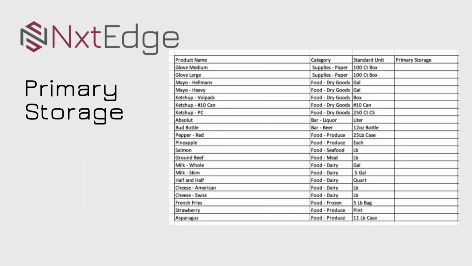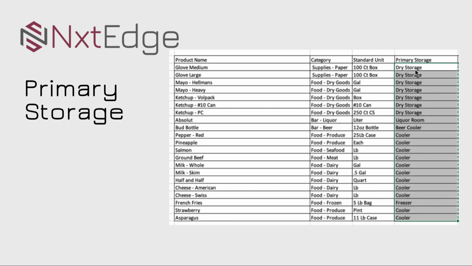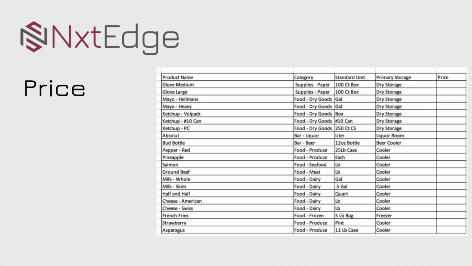The next section is the primary storage. Primary storage is used for filtering the grid as well as counting inventory. It is the location in the restaurant that you look at when placing an order to ensure you have enough of the product. Examples, cooler, freezer, dry storage, and liquor room. The last section is price. We only need this if you are planning on counting inventory through NxtEdge. The price should be the price for the standard unit of measure.